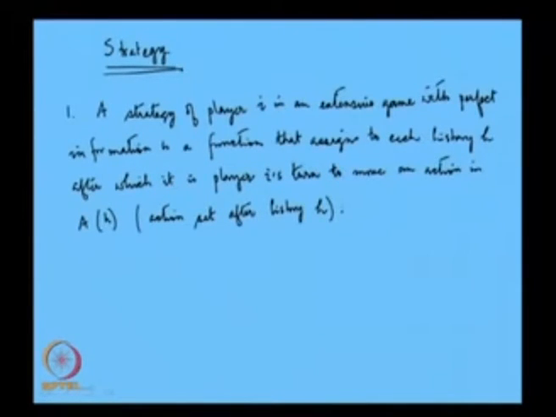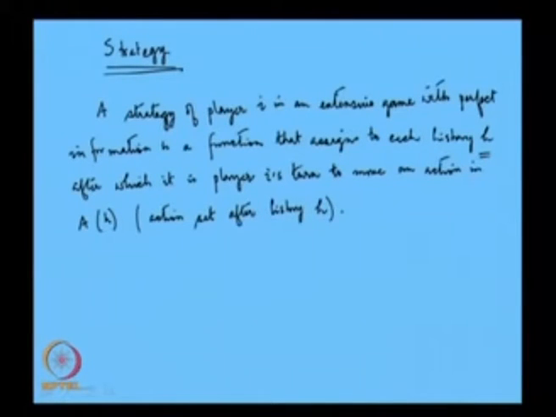So, this is the definition of a strategy. Now, what is important is how a strategy is defined. A strategy is defined for a particular player. And how is it defined? The strategy of player I in an extensive game with perfect information is a function that assigns to each history H. So, it is defined for a player and over a history.